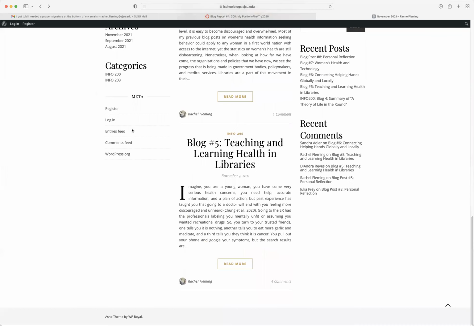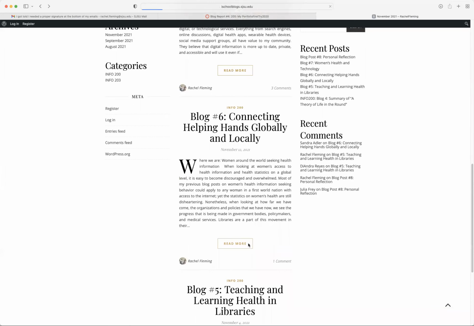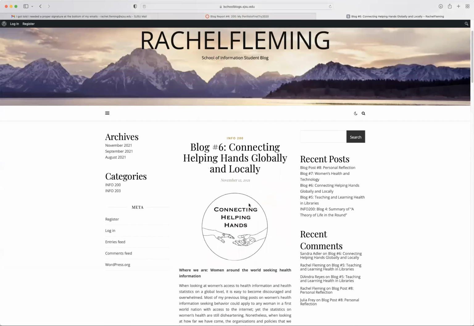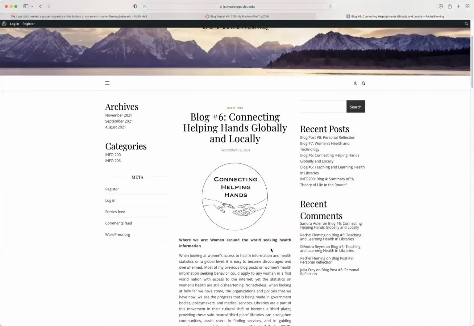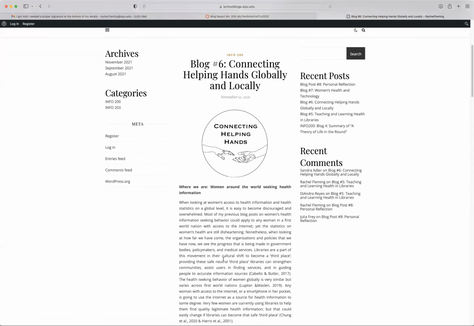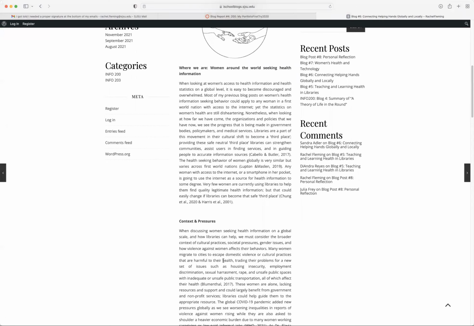That was blog five. And then blog six, this is a design that I had created in a different library class, but I thought it worked really well for this one as well. And I just started really exploring the fact that libraries can basically be the helping hands that just connect people together. We are the bridges, we are the helping hands. And I really liked that as a theme.